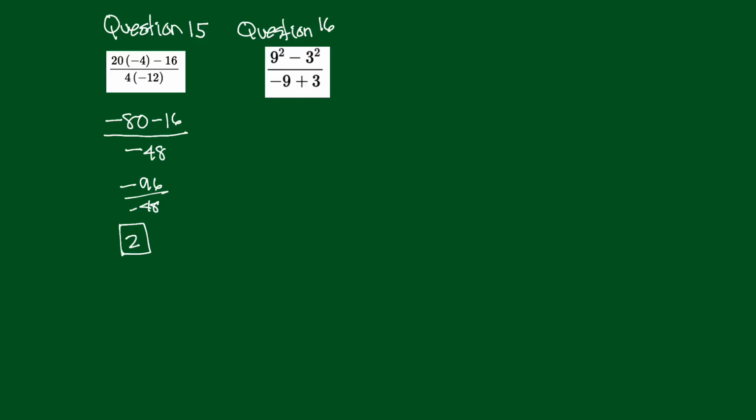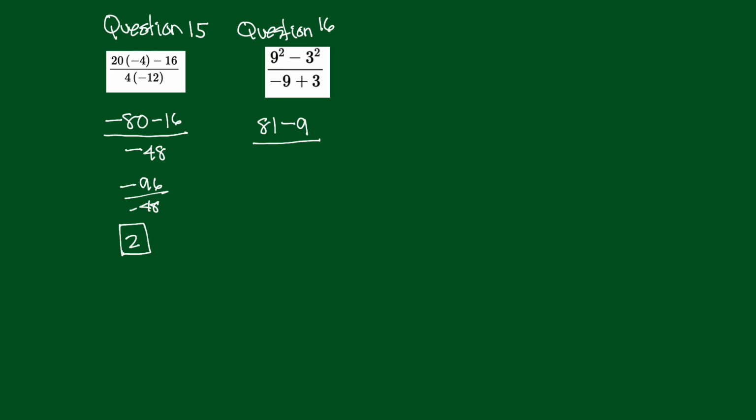Question 16 has a fraction in it with some powers and addition and subtraction. So let's do the top and the bottom separately. So what have we got in the top? I got 9 squared, and then I'm going to subtract 3 squared. Now 9 squared, 9 times 9 is 81, right? 9 times 9 minus 3 squared. 3 times 3 is 9. Okay, I've got the top.